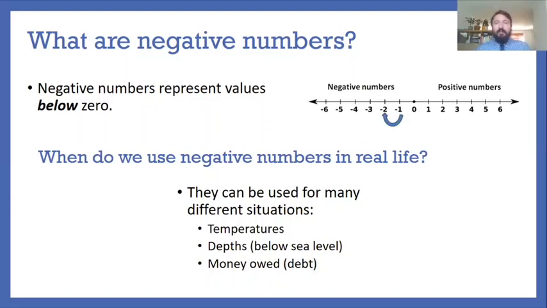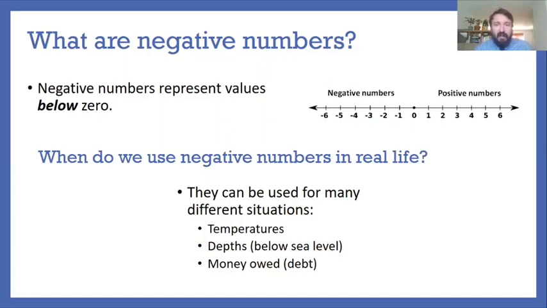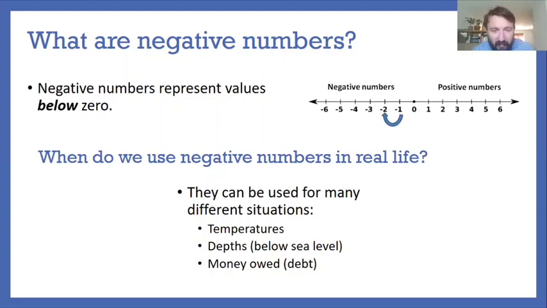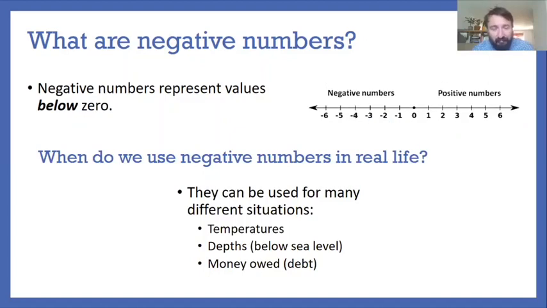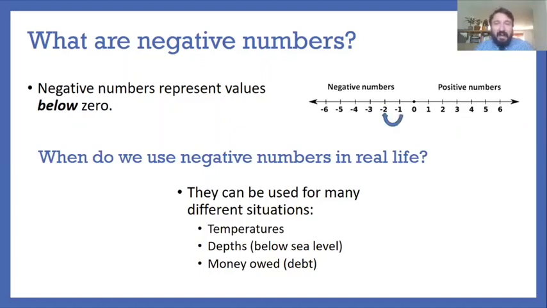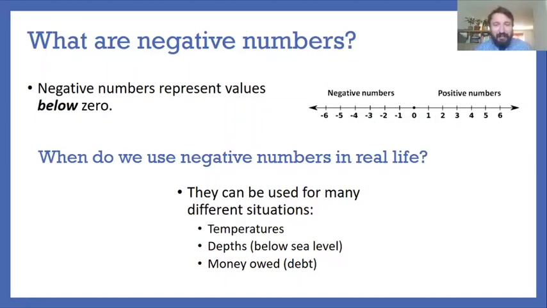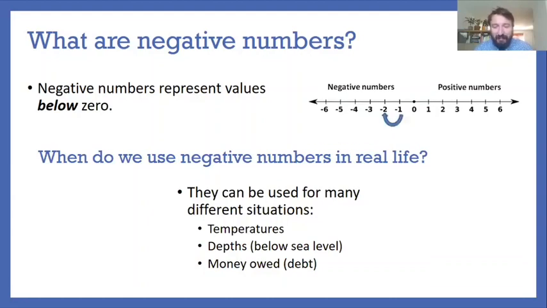Depths, below sea level. So if you're a deep sea diver going down to the murky deep ocean, then you would definitely be going into negative numbers down below. And then finally, a bit more of an adult thing, money owed, so debt. In that situation, if Mr. Osman's been out spending on the credit card, he might go into negative numbers and then get told off by Mrs. Osman. Okay, so let's move on.